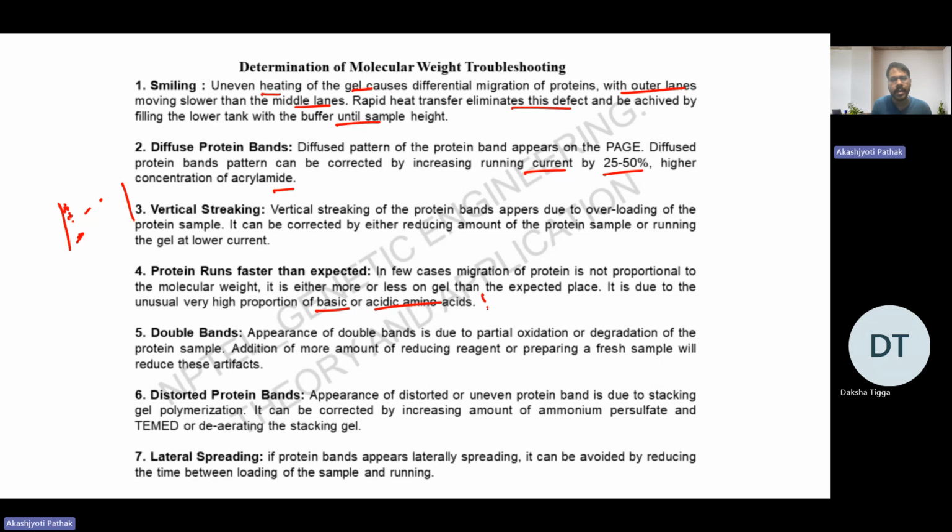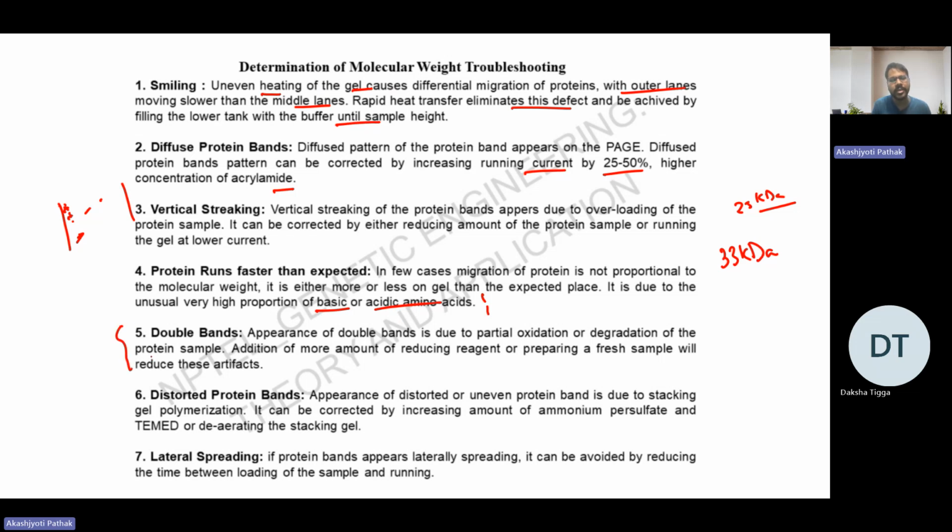So this is one thing that even I have seen. I have one of my proteins which has a large number of basic amino acids, and its molecular weight is around 33 kDa, but it always gives the band around 25 kDa. Okay. So this is dependent on the proportion of basic or acidic amino acids. So why do you get double bands?